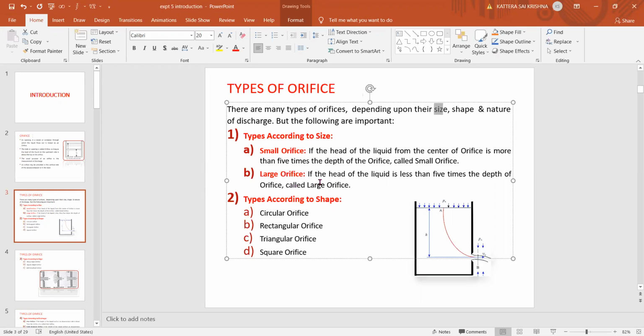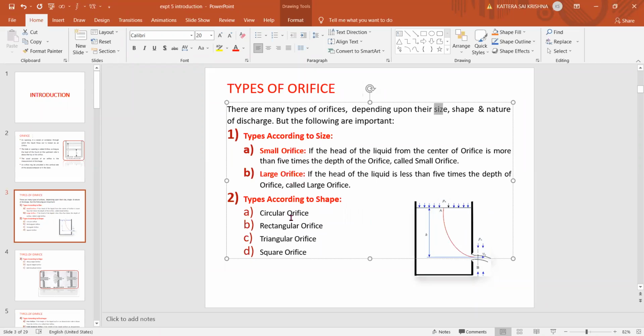And a large orifice is nothing but if the head of the liquid is less than 5 times the depth of the orifice. While comparing head and orifice, if the head is more, the orifice size will be small. If the head is very small, the orifice size will be larger. So that is the meaning of small orifice and large orifice.